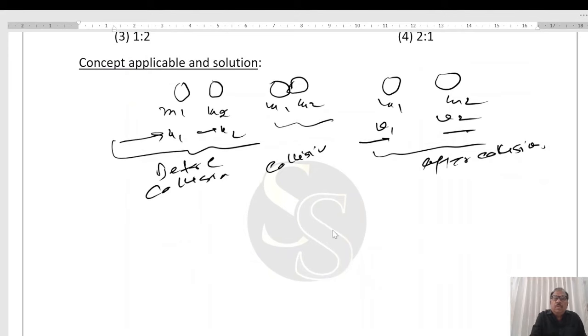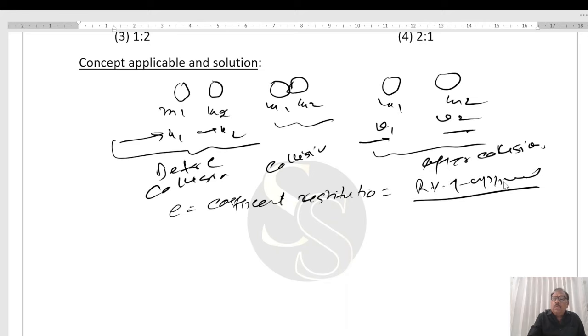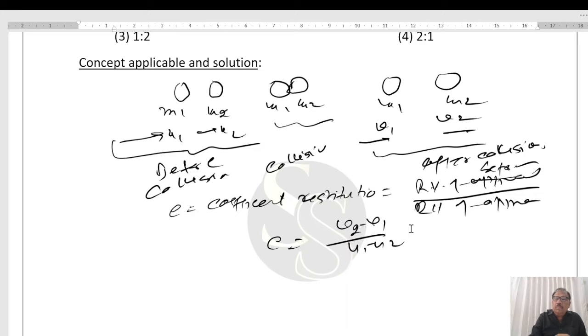Let two bodies of mass m1 and m2 be moving in this direction. This is before collision, this is at the time of collision, this is after collision. One term is e, the coefficient of restitution. That is relative velocity of separation divided by relative velocity of approach. That is e equal to (v2 minus v1) upon (u1 minus u2).